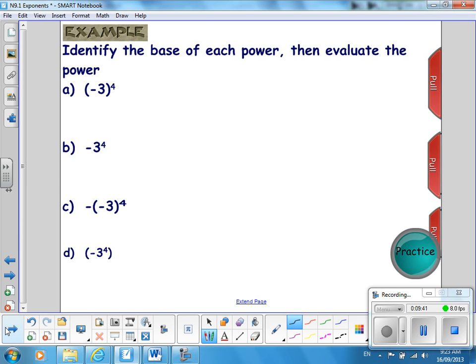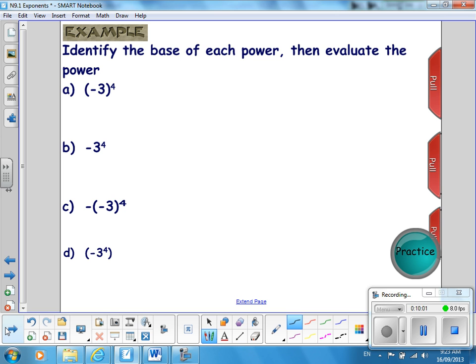All right, so far we've dealt with just positive bases. The negative base becomes a little bit tricky. We have to determine if the negative is part of the base or if it is a separate part that was just being multiplied to the power. So we want to identify the base of each power, then evaluate.